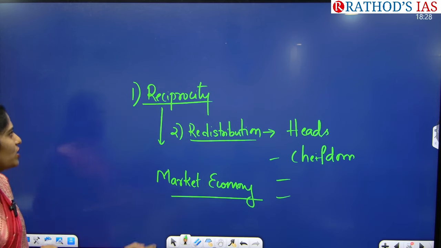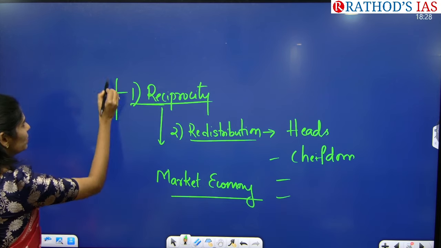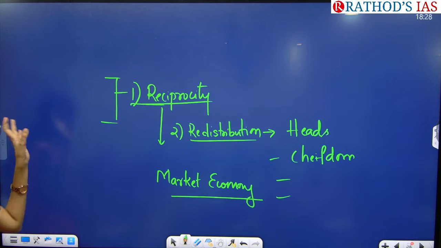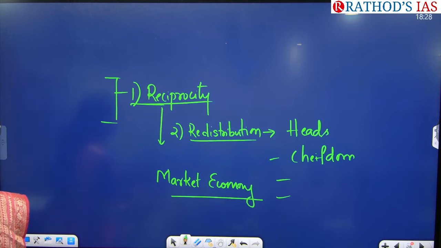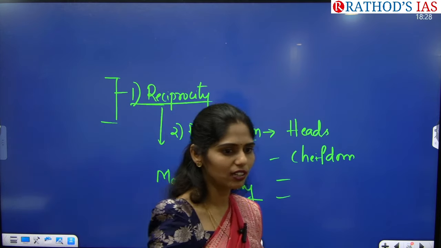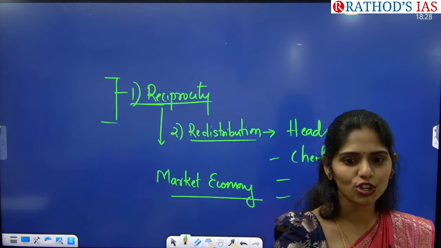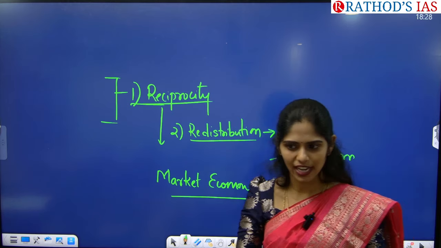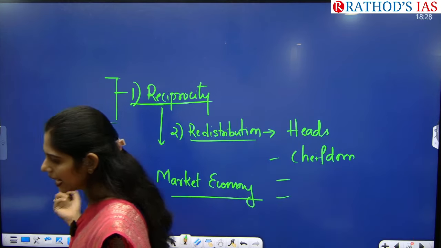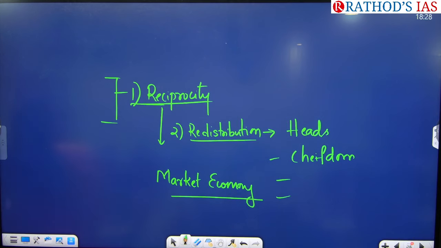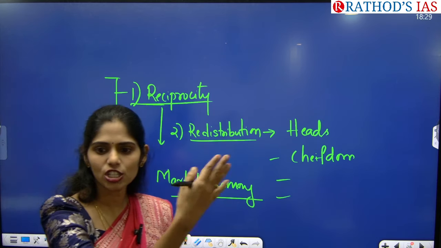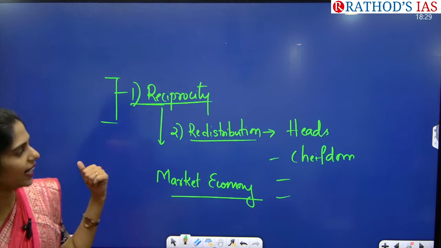Okay, so the first one is reciprocity. In reciprocity we have two types. The first one is generalized. Generalized means we are satisfied with what we got, for example, exchange of 1 kg of wheat with 1 kg of rice. This is satisfying, and that is called generalized. The next type is negative. Negative means we are getting less; our expectations are not met. That is called negative.